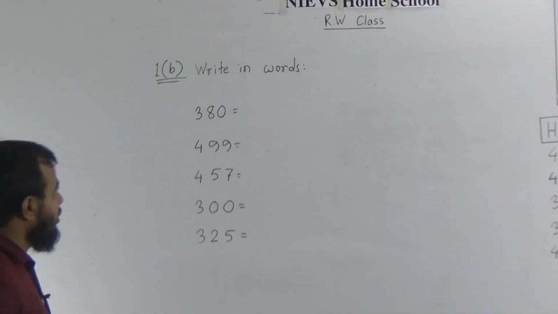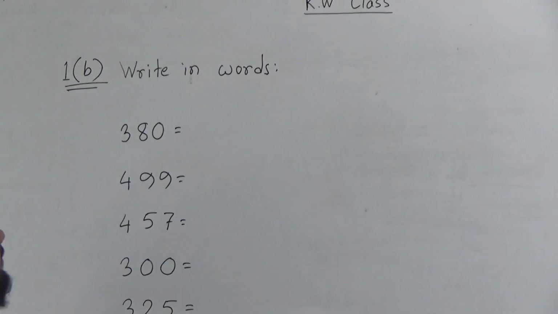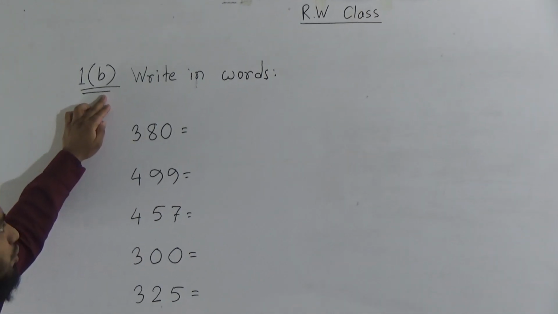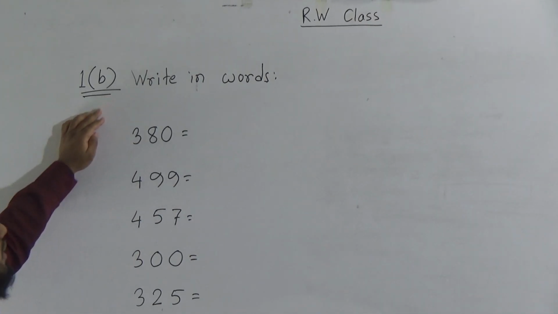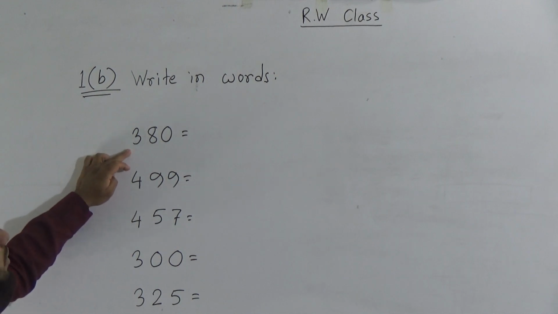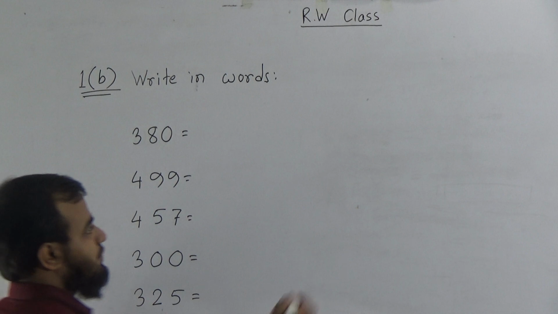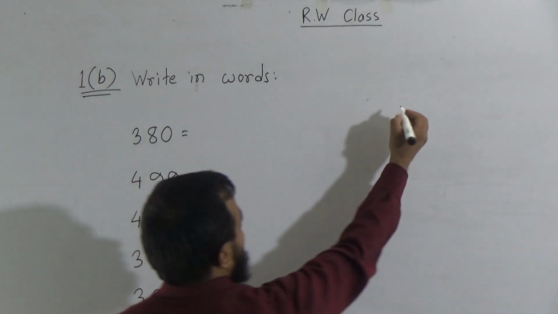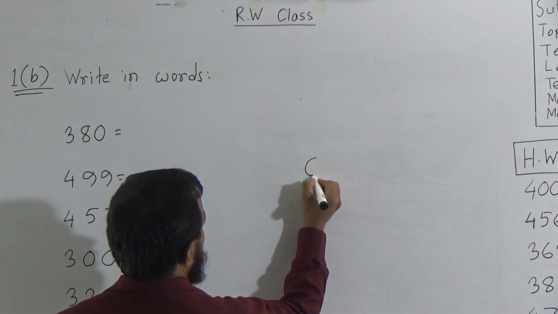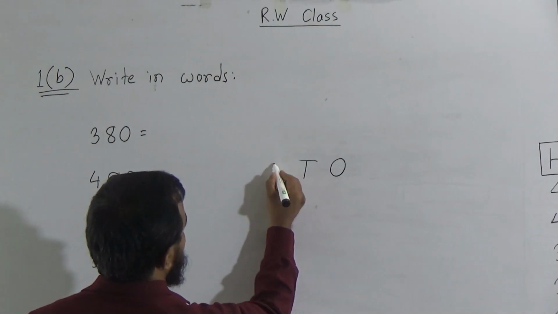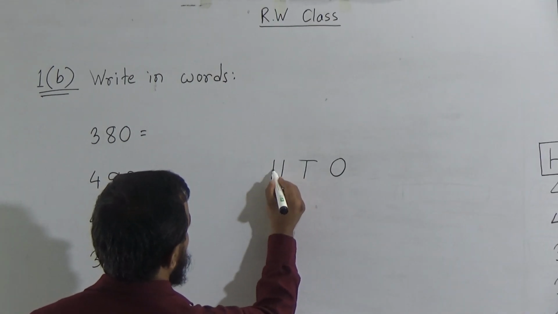In your question, it will be question number 1, activity B, which is write in words. Okay, dear students, the first number is 380. To write in words, we have to know the place value. Look at the board again. It's ones position, it's tens position, and here is hundreds position.